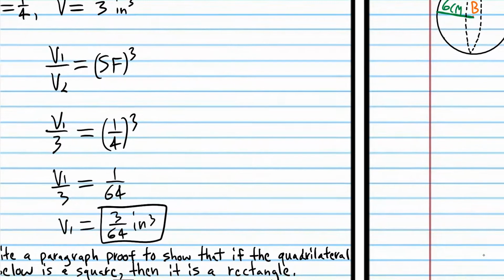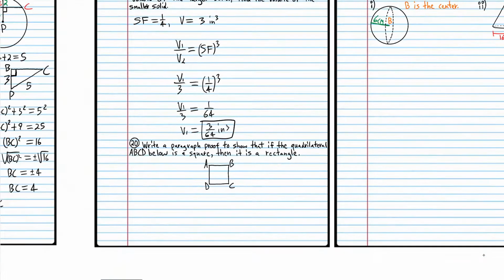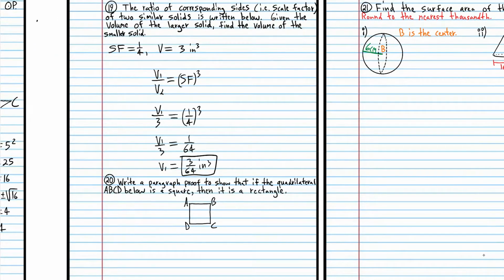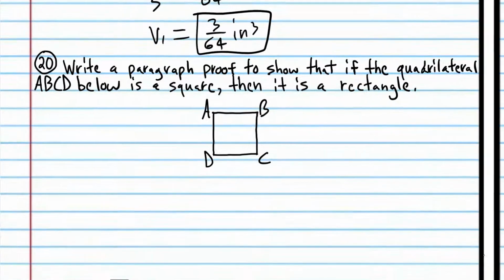So why is it that 1 over 64 times 3 is 3 over 64? Well, remember, write your whole number as 3 over 1, multiply straight across. That's something that you should know by now. If you got that answer, good job. On to number 20. Go and attempt number 20. And when you come back, we'll do it together.